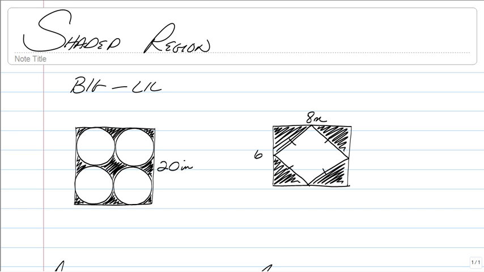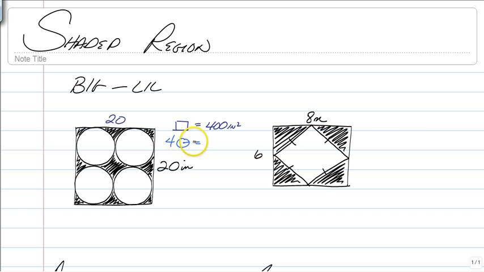So here we go. This first one, as you can see, is a square with 4 circles inside. So the first thing you always want to do is find the area of the biggest figure. So the biggest one is a square that's 20 by 20. So we know that the area of the square is 400 inches squared. Now we need to find the area of one of the circles, and then we're going to just multiply that by 4.